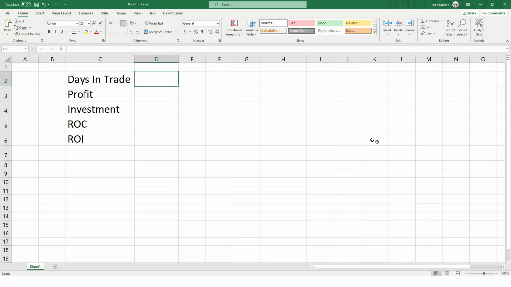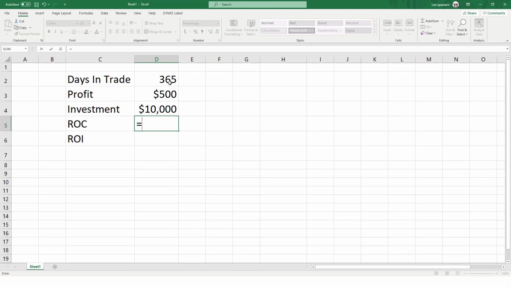Okay, so here we are in Excel, and we're going to do an example trade. For this trade, we'll say that we're in the trade for 365 days. Now, let's suppose that we made $500 profit, and we did that by investing $10,000. So we'll calculate our return on capital, and that's simply our profit divided by our investment, and that's 5%. So let's go ahead and enter in the equation for ROI.